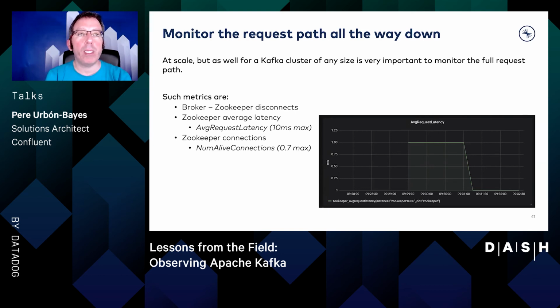Another very important one is the number of connections. Especially if you are sharing Zookeeper with multiple clusters or with other systems, just remember, num-alive connections. Try not to go bigger than 70% of your current possible connections, or you will be in trouble.